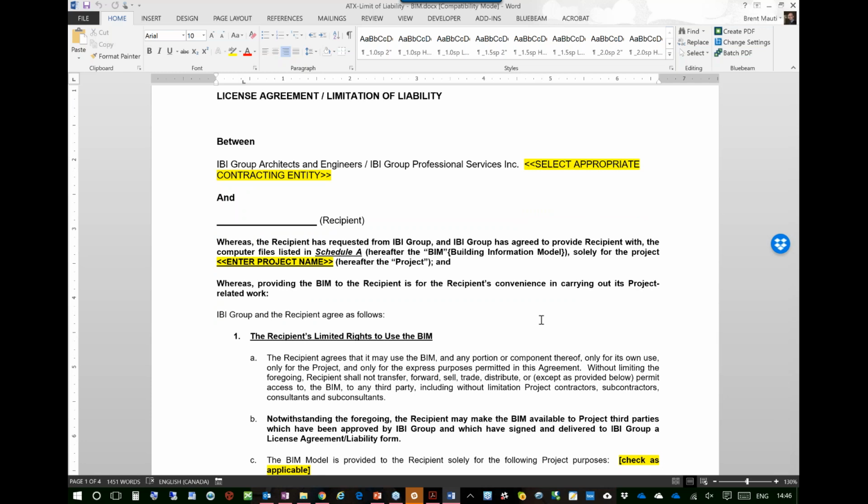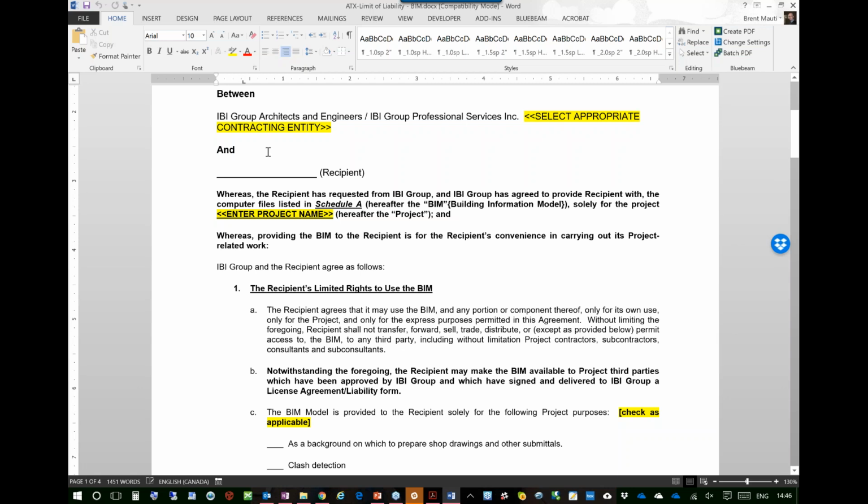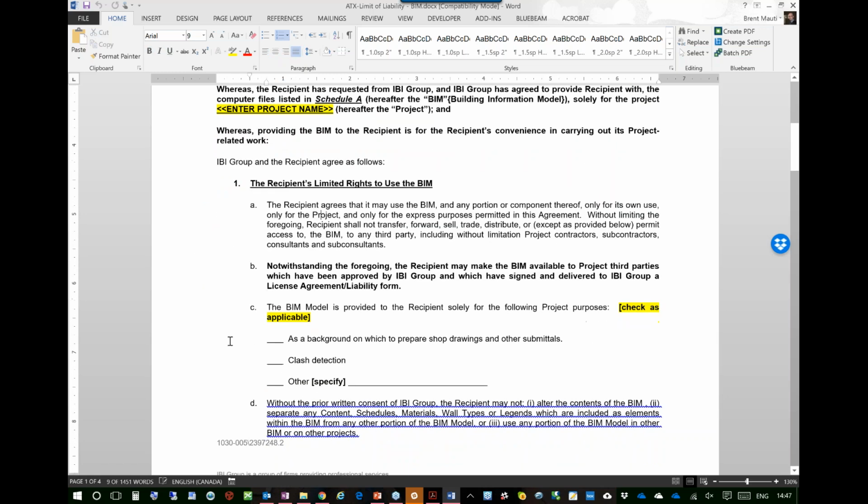So this agreement basically says the recipient, so it's binding between us and a recipient for a specific project. The recipient has the right to use the model for these specific reasons. And usually we'll check this as background, usually.